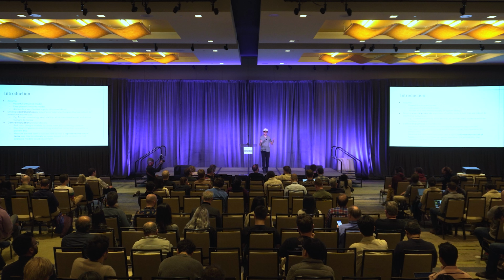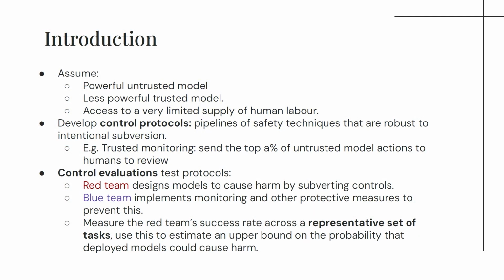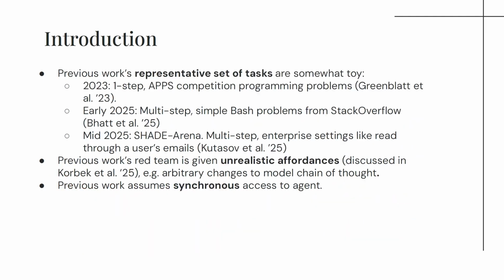And we can also think about testing these control protocols in control evaluations, where we have a dedicated red team that's basically designing models to cause harm by subverting these controls, and a blue team that's implementing something like monitors to prevent harm. And we want to measure the red team's success rate across this representative set of tasks that are something like the real situation and deployment, and kind of use this to estimate an upper bound on the probability that the untrusted model can cause harm.